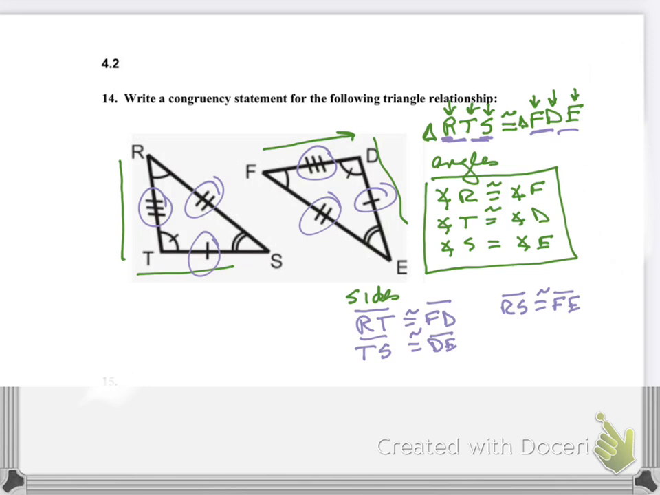So that completes that. Okay, so remember, on your quiz, I'm going to ask you to give me the pairs of angles and the pairs of sides with all the correct notation. So be able to do that. Be able also to write a congruency statement given a triangle with these kind of notations. Okay, that brings us to 15.